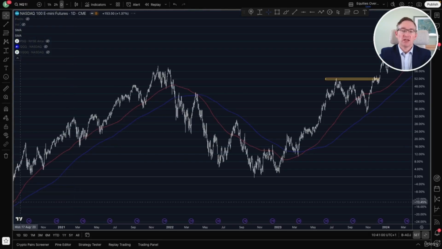I'll give you an ETF cheat sheet in a PDF that will accompany this lesson so you can see which ETFs are the inverse of which index. I'll give you those for the S&P 500 and for the NASDAQ.